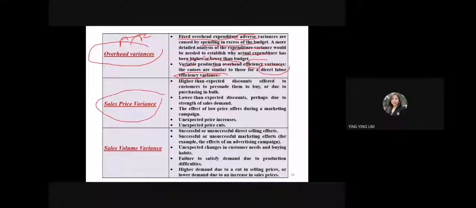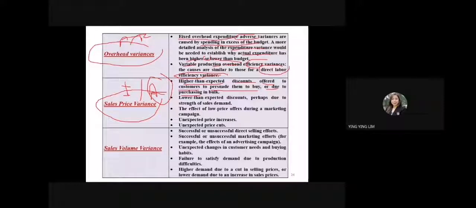Then for your sales price variance, it could be either favorable or adverse as well. If it is adverse, it could mean a higher than expected discount offered to customers to persuade them to buy, or due to purchasing in bulk. If you give more discount to customers, then your sales price variance will definitely be adverse. You are earning lesser revenue because you give them more discount.